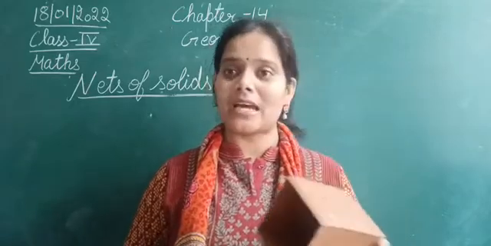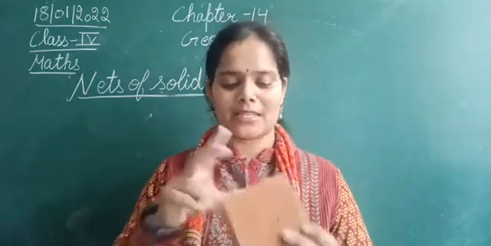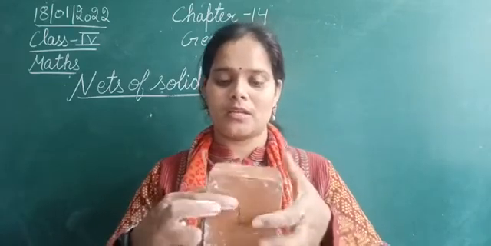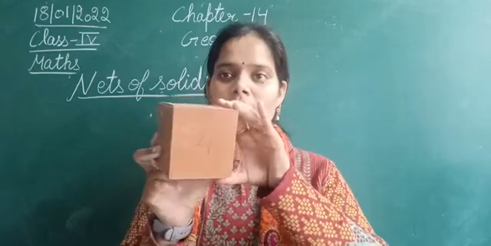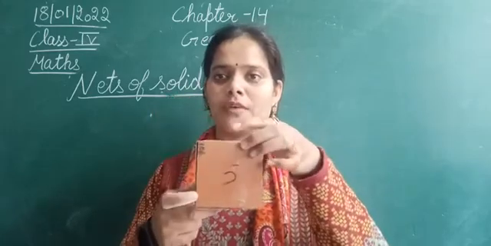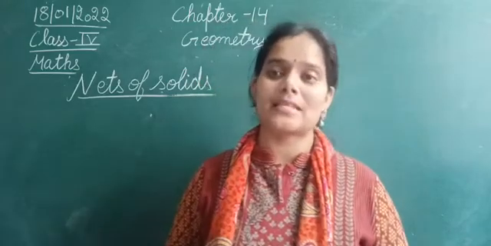So look, how many sides does a cube have? First of all, just understand the concept. How many sides does a cube have? This is 1, 2, 3, 4, 5 and this is 6. So a cube has 6 sides.